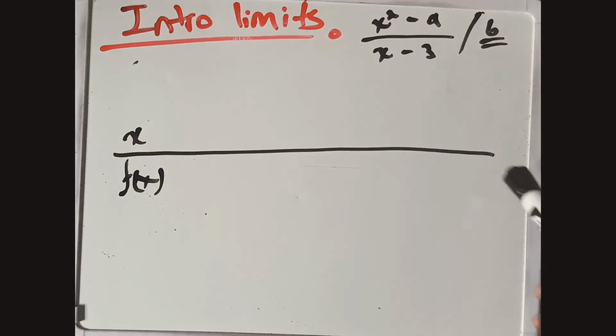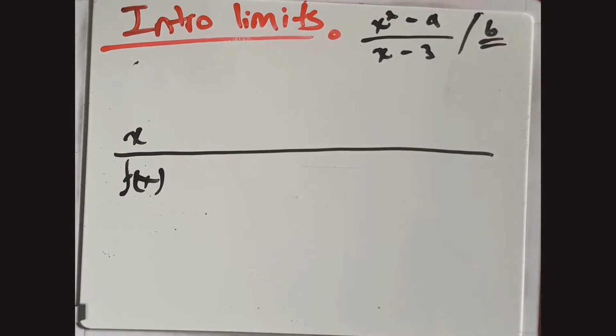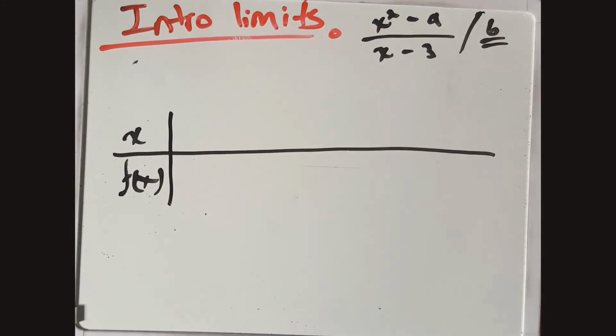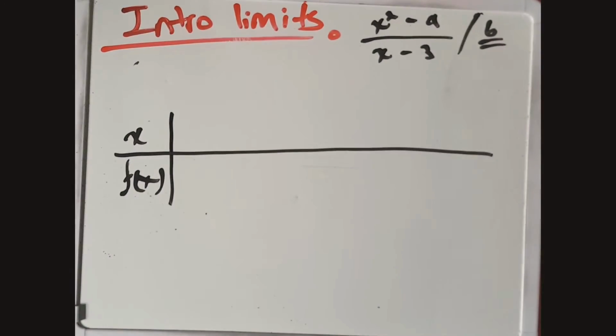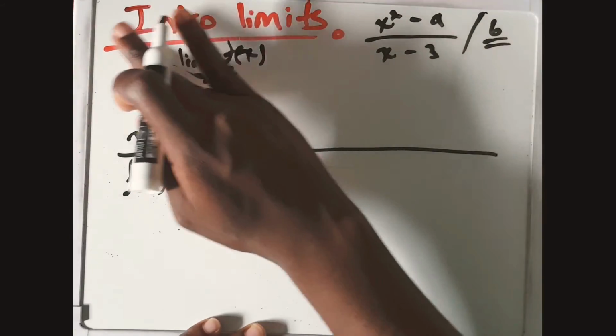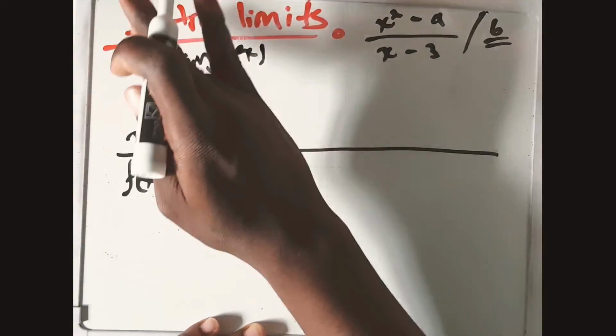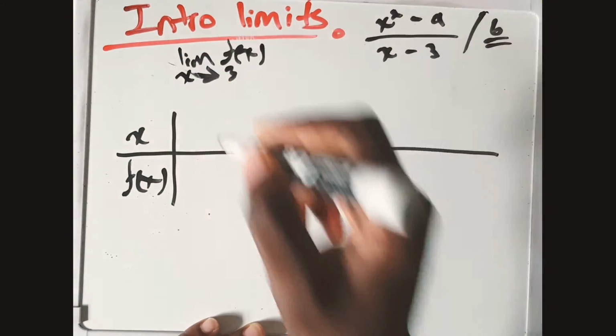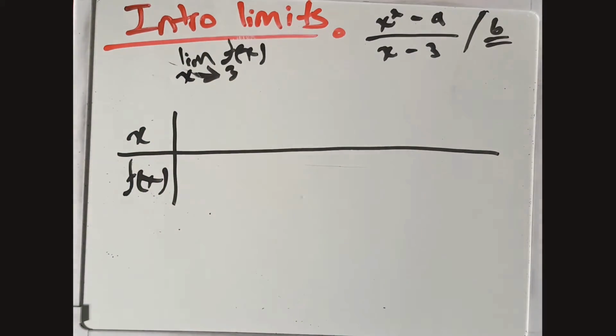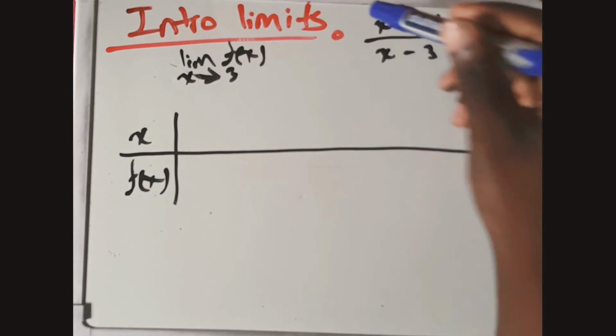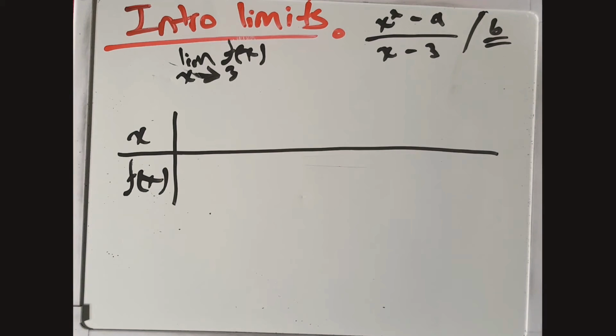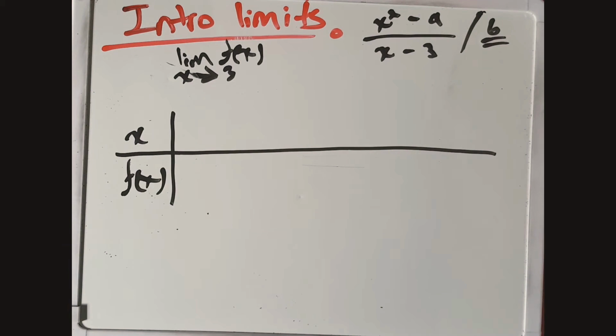You create a row for x values and a row for values you will get from your function when you plug in those x values. From the intro to calculus, and I think I mentioned it in this video as well, when you see this notation, you're not at 3, you're approaching 3. So you're never at the value of 3. So I will substitute values into this function that are closer and closer to 3, but never at 3.